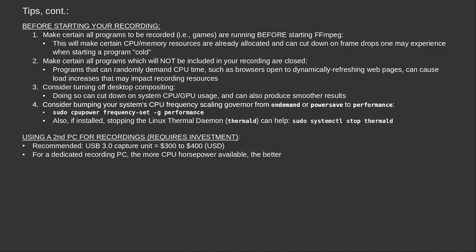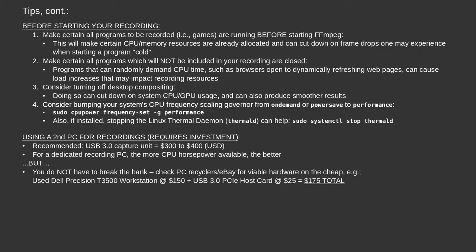Anyway, for a dedicated recording PC, the more CPU horsepower available, the better. So if you have an older gaming machine or even a current gaming machine that isn't currently being used, go ahead and use that. However, you do not have to break the bank. You can check PC recyclers or eBay for viable hardware on the cheap. For example, the system that I used, a Dell Precision T3500 workstation, cost me $150. A USB 3.0 PCIe host card cost me another $25. So I spent $175 total on a machine that I can use for dedicated recordings.